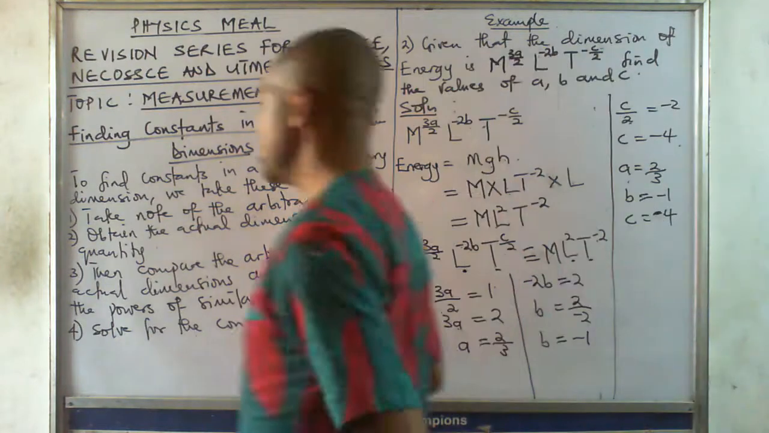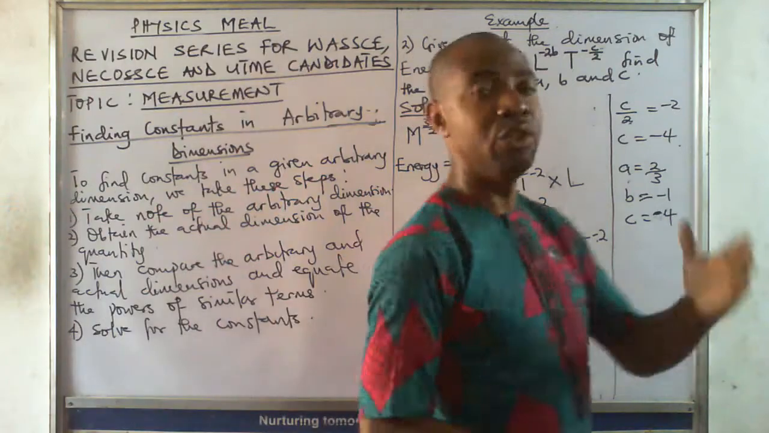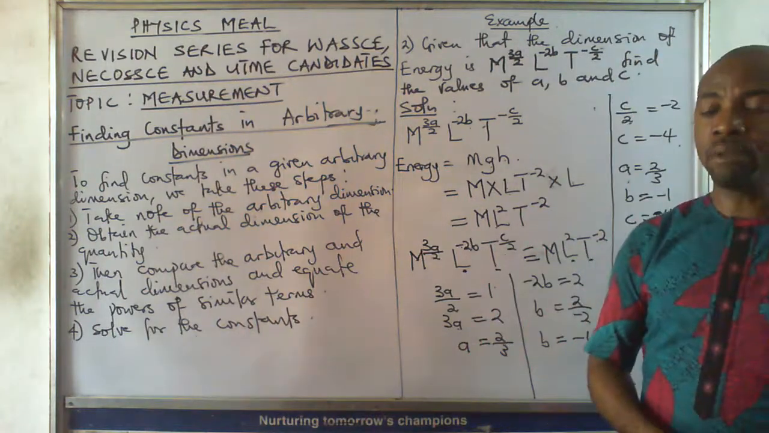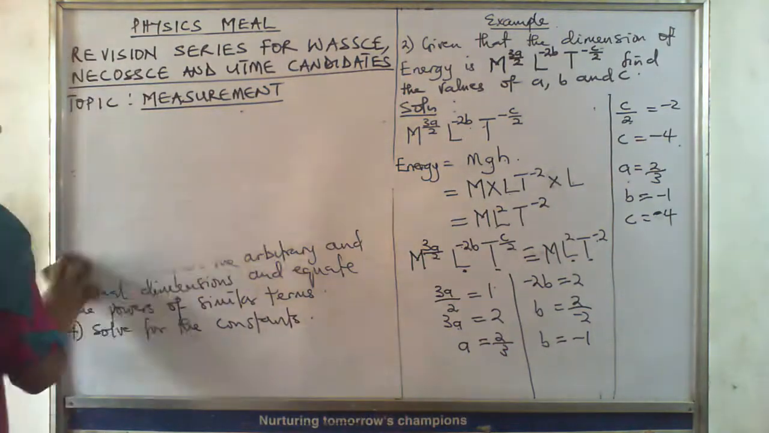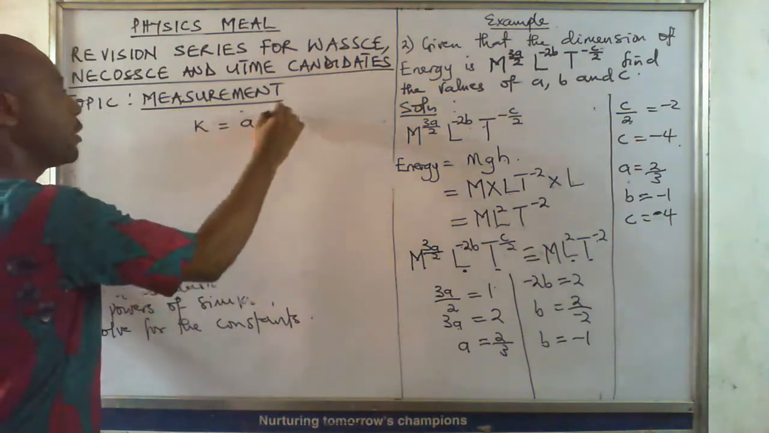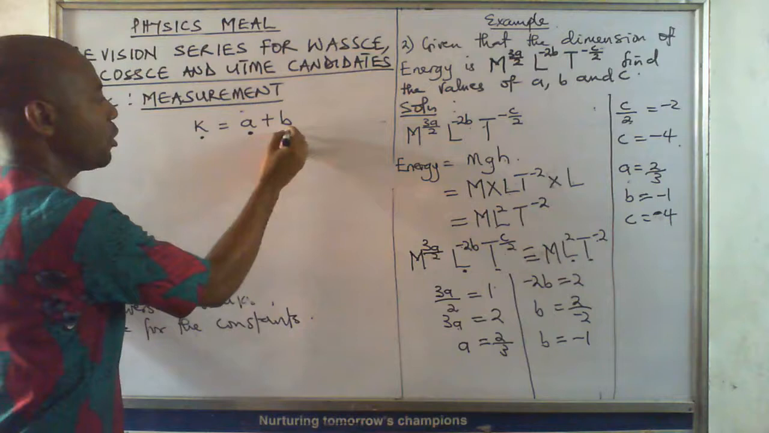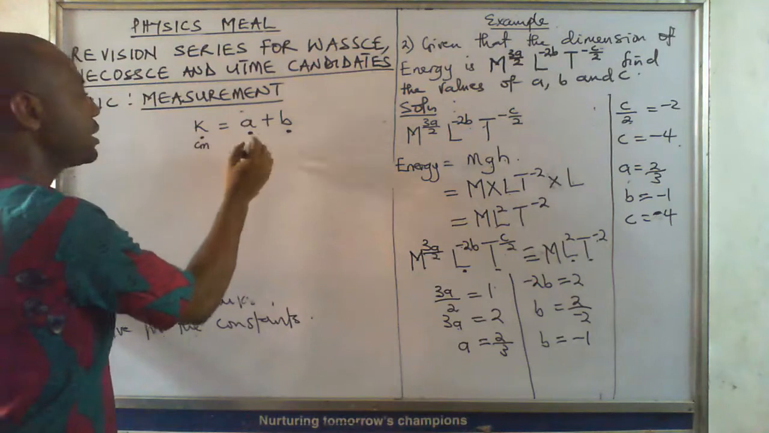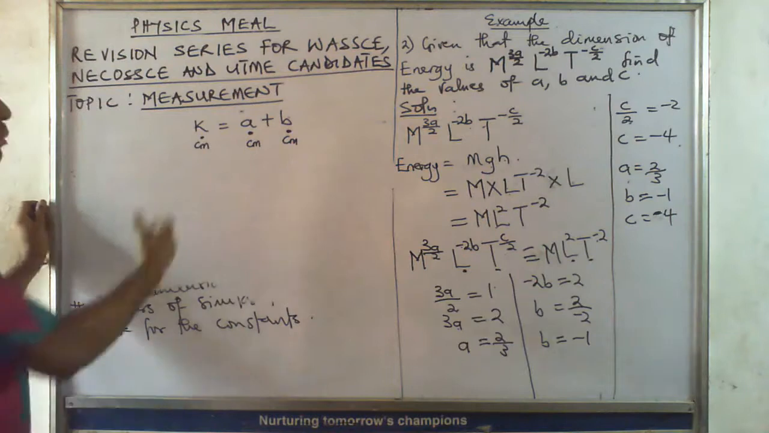There are also other ones that may not be too advanced that are still related to this. For example, we must know that when you add two quantities to give a particular quantity, it means that the units of those quantities that you have added must be the same as the units of their sum. Let's take, for example, if I say that K is equal to A plus B, then the unit of K must be equal to the unit of A, and must be equal to the unit of B. So if K, for example, is in cm, it means that A should also be in cm and B will be in cm.